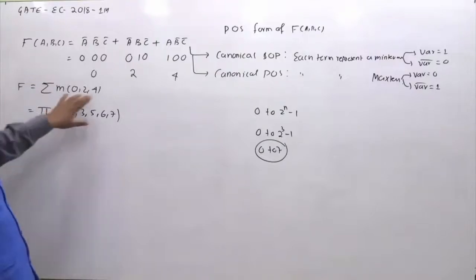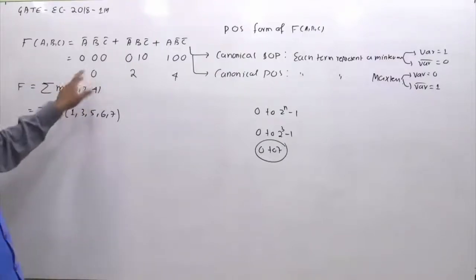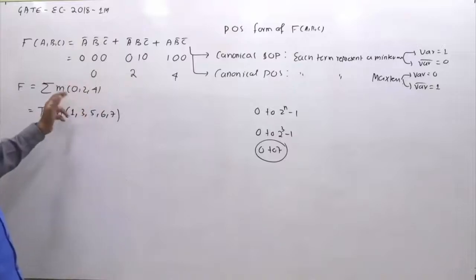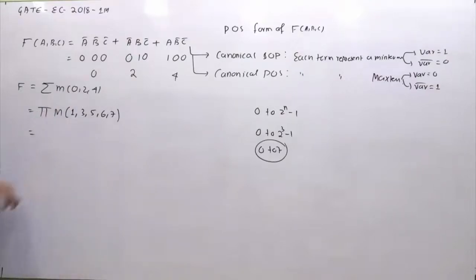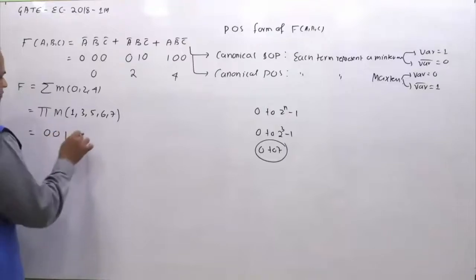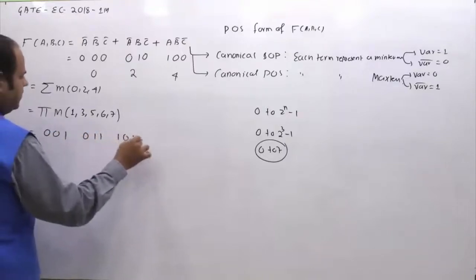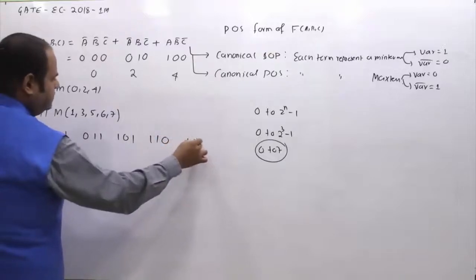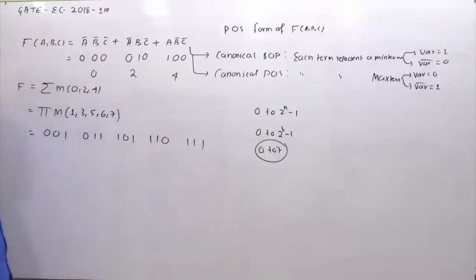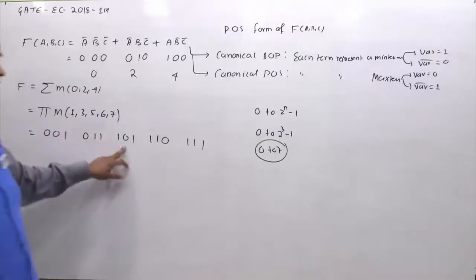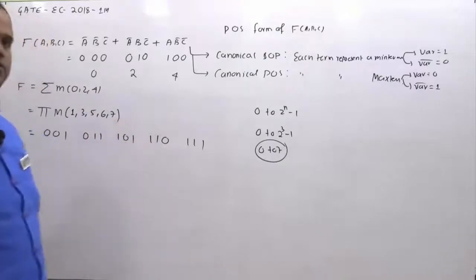So I have obtained which indices go under min terms, and by following that logic we got it. So the missing indices, 1, 3, 5, 6, 7, are in the max term set. If I write them in 3-bit binary combination: 1 is 0, 0, 1, 3 is 0, 1, 1, 5 is 1, 0, 1, 6 is 1, 1, 0, and 7 is 1, 1, 1. I am just writing all these numbers in their 3-bit binary form.